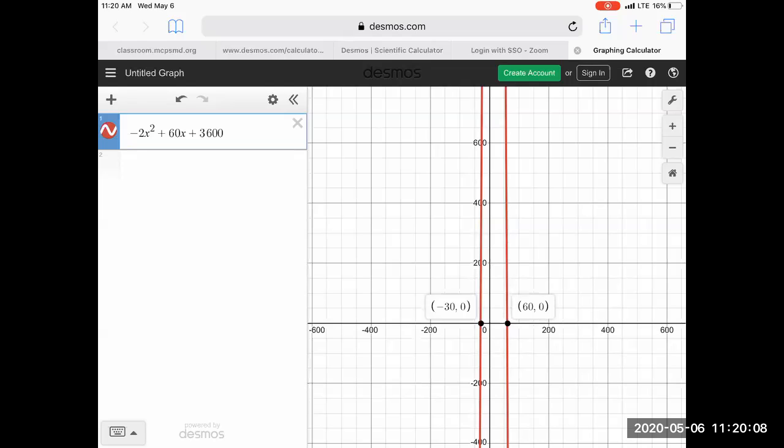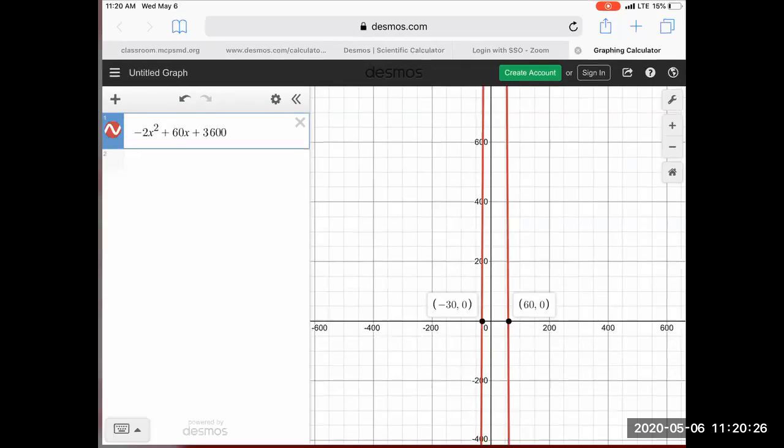Time can't be negative. This way was a lot quicker than doing all that math. So definitely use Desmos if you can. It is a resource. You can solve by graphing. Don't feel like you're not doing enough math or you're getting around the problem by doing it this way. This way is actually the fastest way to do it.